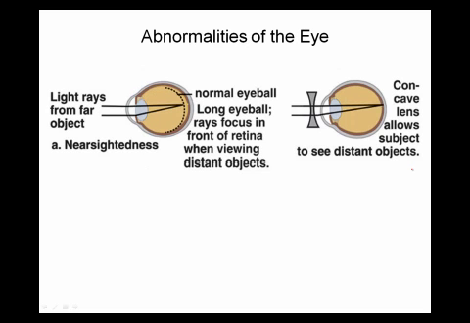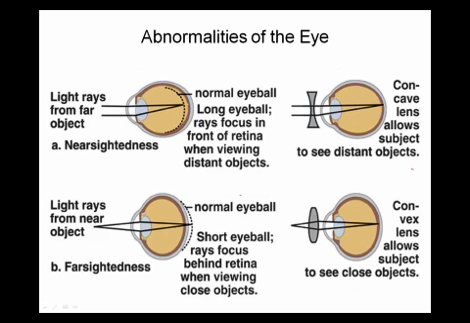Some abnormalities of the eye. Nearsightedness results from an eye that is too long, and so the dotted line here represents where the normal retina would be. In this case, the retina is behind that, and so individuals have difficulty seeing distant objects because the light is focused in front of the retina. So we can use a concave lens which refracts the light prior to those light rays entering the eye and allows these individuals to see clearly.